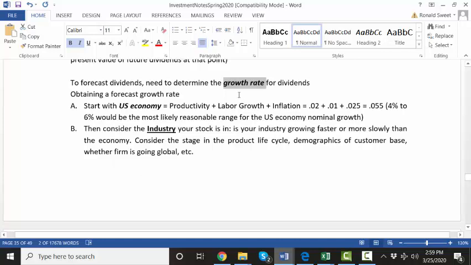And the hardest part about paper 4 is figuring out the growth rate for your firm's dividends. What I recommend is that you start with how fast you think the economy is going to grow. Remember, we used economic growth when we were coming up with the market risk premium for stocks. We used the implied approach, which was the current dividend yield for the stock market, plus how fast we thought the U.S. economy was going to grow. And we said that's going to range anywhere from 4 to 6%, which would be most likely for most people.